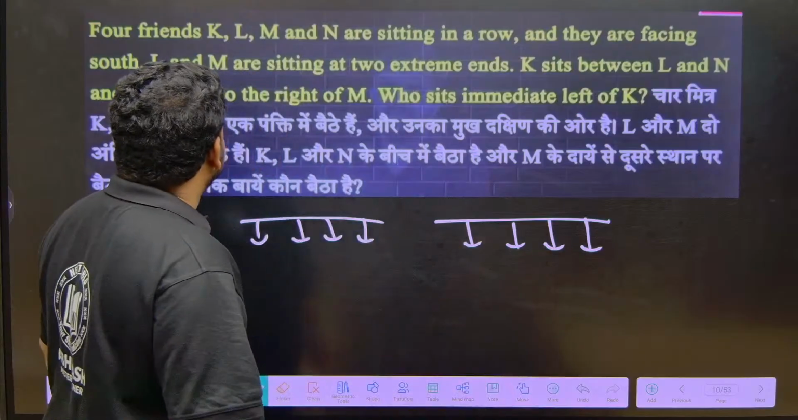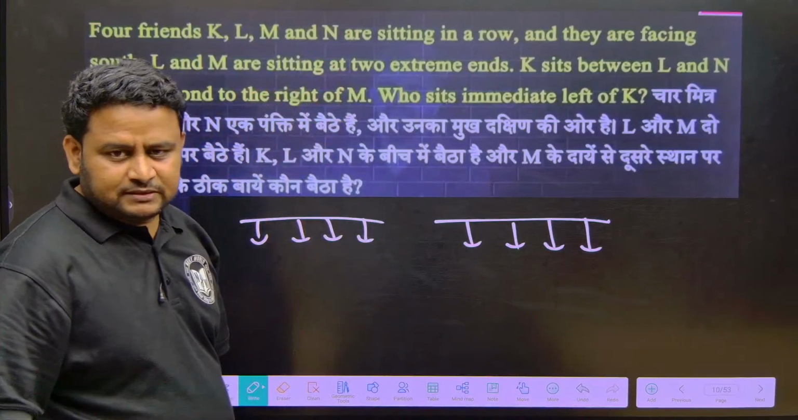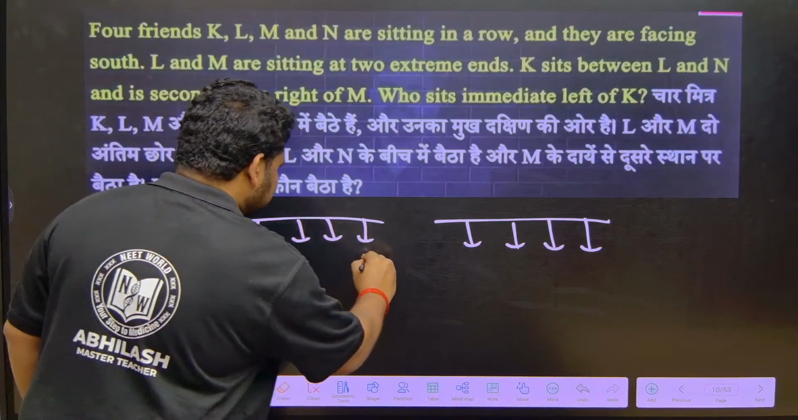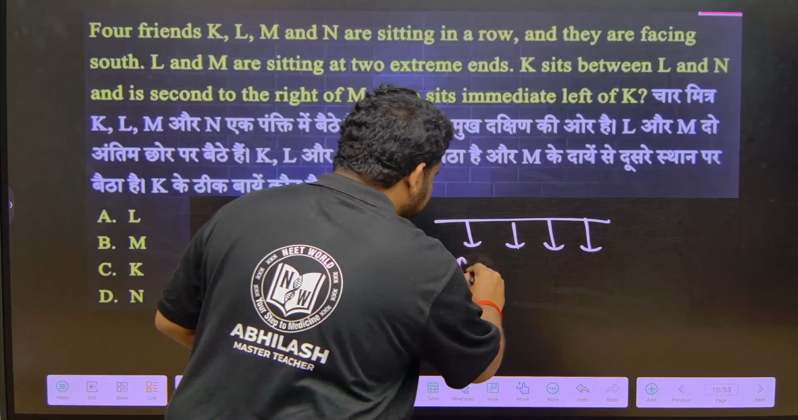Facing south, L and M are sitting at 2 extremes. So what can I write? I will write L here, M here. Here I will write the reverse: M here, L here.